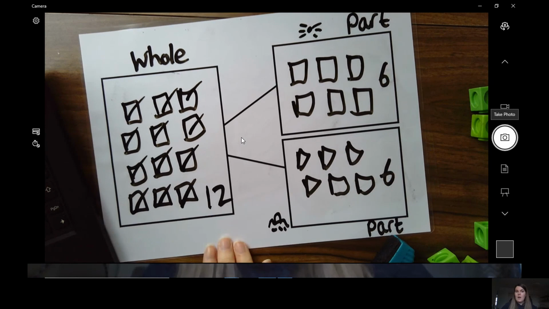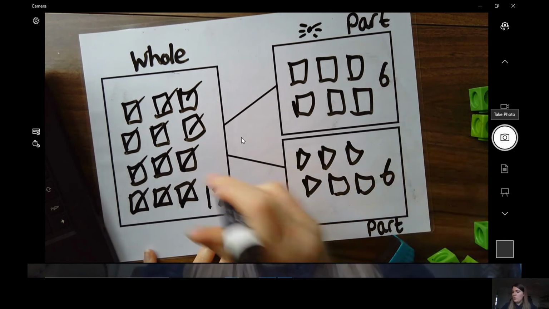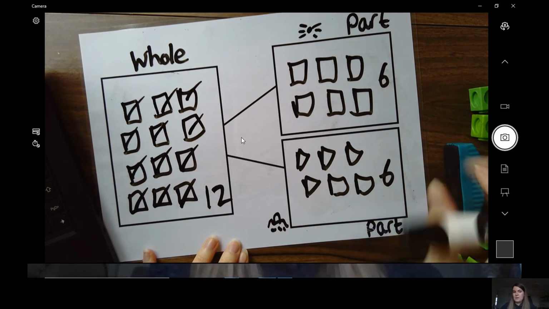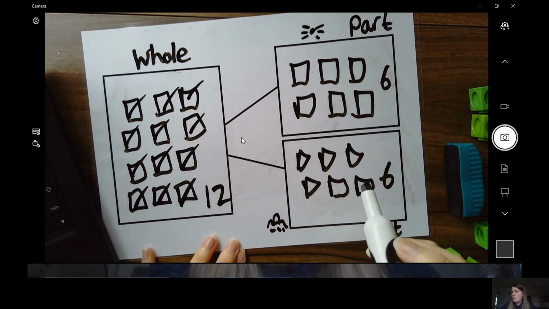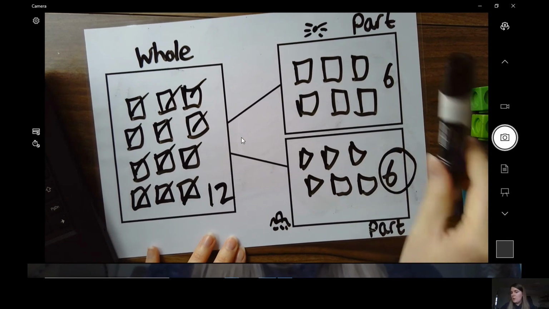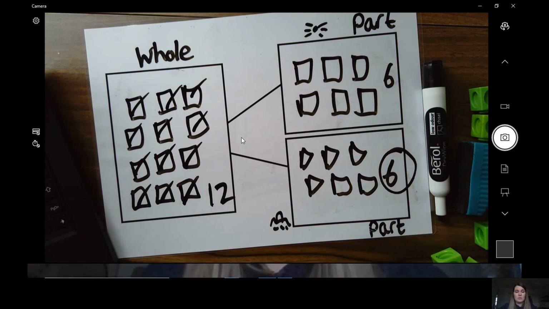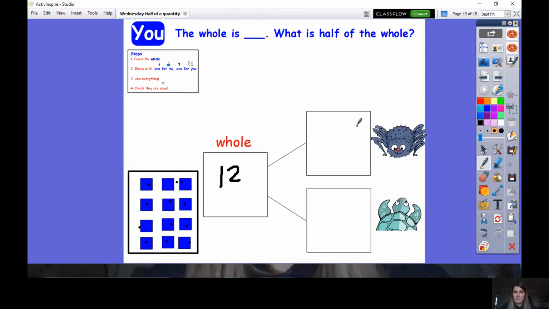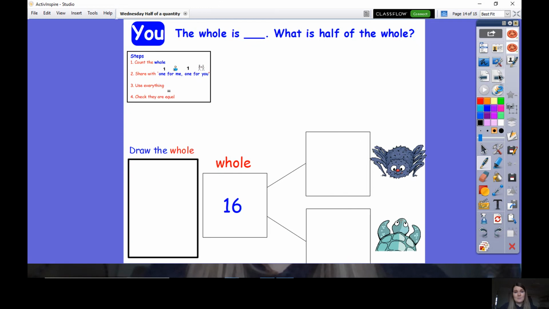You are absolutely right. When we halve it and we move our things along, crossing out as we go, we should find that half of 12 is 6. 1 part of this is 6. And if you wanted to check, you could say double 6 and work out that it's 12. Well done. So that is our 2 parts. So half of 12 is 6.